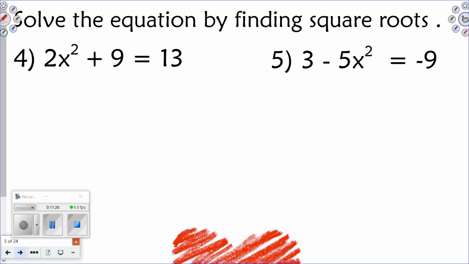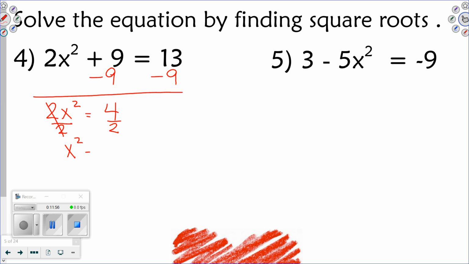All right. Number 4. What do you do there? What do you do on number 4? Good. Minus 9. So 2x squared equals 4. Good. The other mistake kids make all the time, they're like, yeah, I'm good, I can take the square root of both sides. X squared is not by itself. I don't want 2x squared. I want just x squared. So divide by 2. So x squared equals 2.